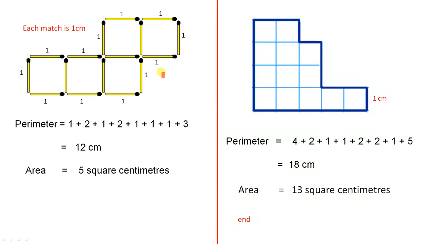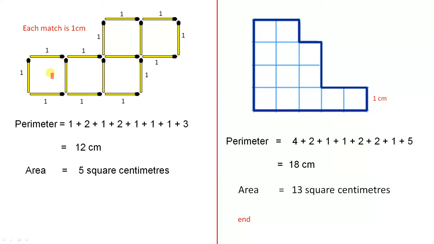Let's have a look at this construction here using matchsticks. Each match is 1 centimetre in length. So the perimeter, you can start from anywhere to calculate the perimeter. So let's pretend we've started from here. So it's 1 plus 2 plus 1 plus 2 plus 1 plus 1 plus 1 plus 3. Remember, the perimeter is the distance around the outside. So when we add all those up, the perimeter is 12 centimetres.